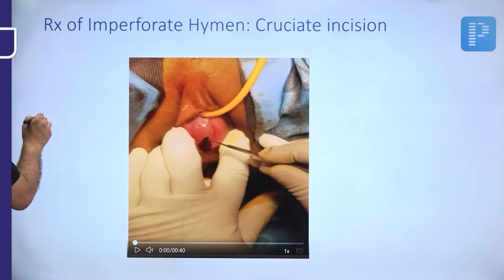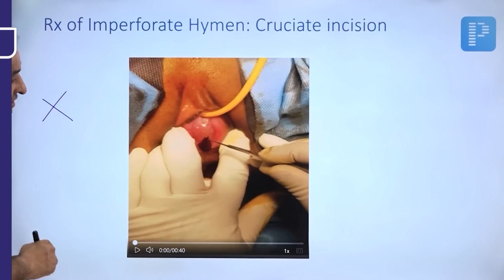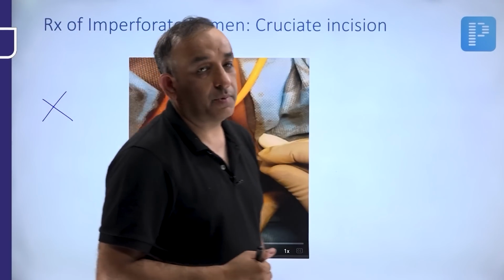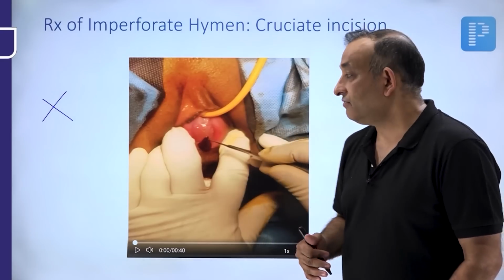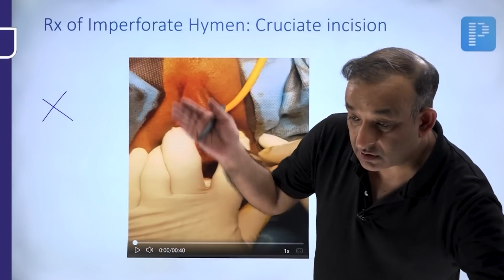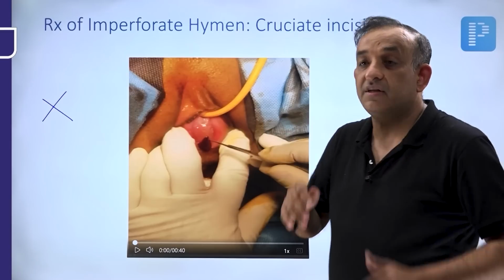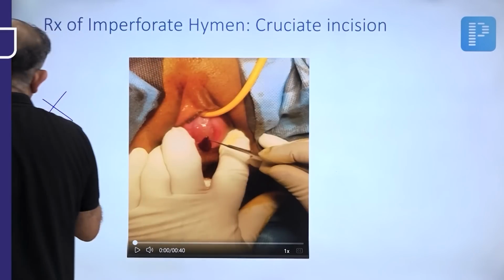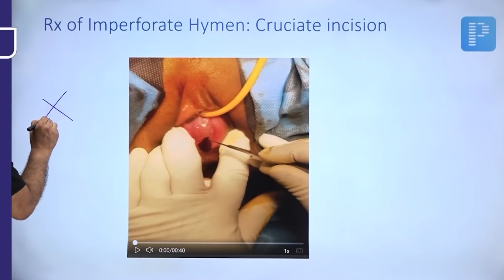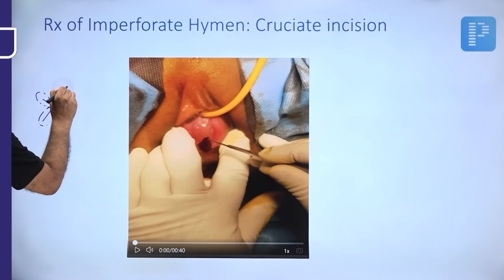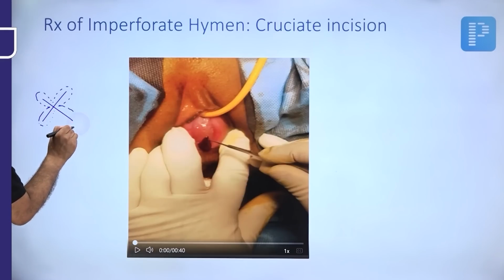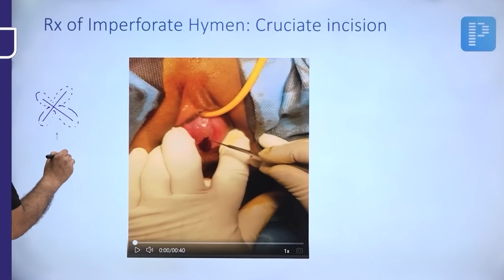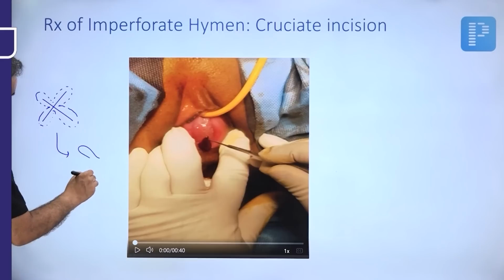You make an incision on the hymen like this. That cruciate incision, with that the pent up blood will come out. And after making that incision, you don't just make an incision and leave it. You have to evert the edges. You have to cut along the edges. So yes, along the edges you will cut like this. Like that. So finally the vaginal opening should look something like this.